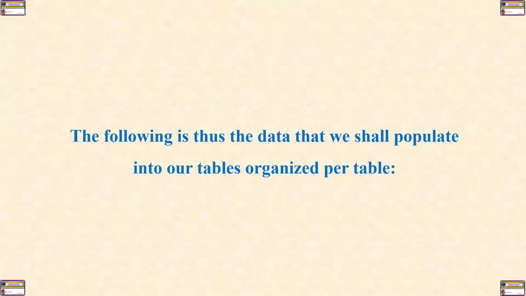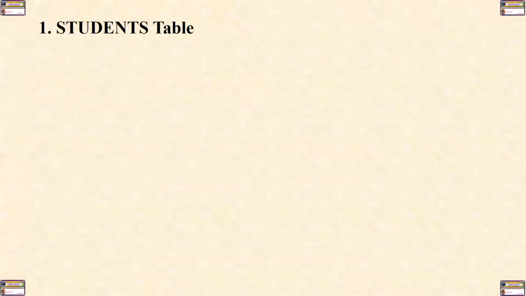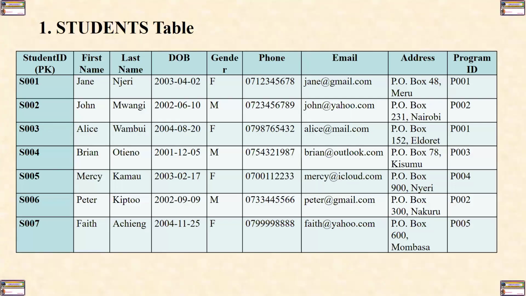So the following is the data that we are going to populate into our tables, and it is organized as follows. For our students table, this is the data that we are going to key in or that we are going to enter. If you already have your data organized in such a format, your work is simply to copy your data and paste it into the respective tables, as we are going to see. So you can see how our data looks, and the fields organized in that manner.